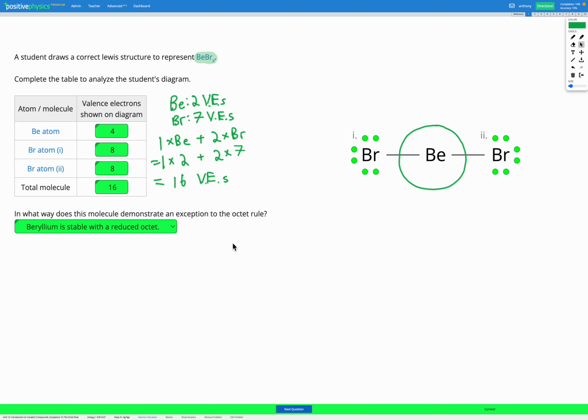So what we'll find in this skill is that there are some elements in the periodic table which have exceptions to the octet rule, and they're happy with less or more electrons than we're used to with the normal 8 for the octet rule.